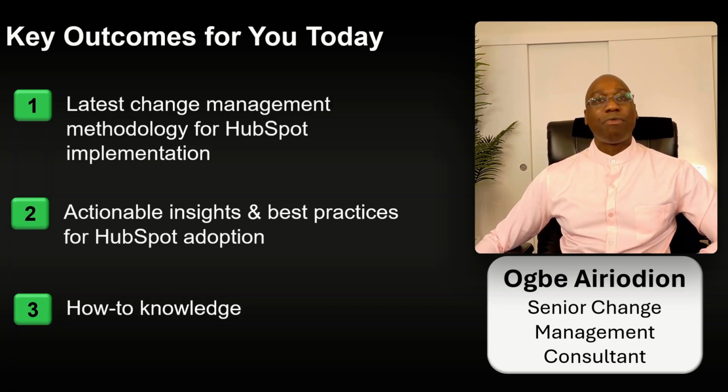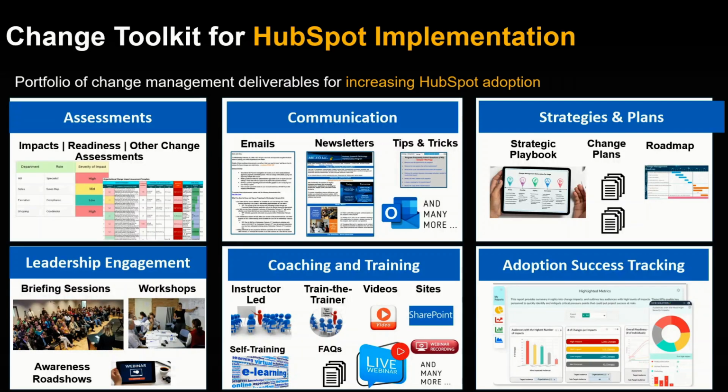Are you ready? All right. Let's hit the ground running. Here is the portfolio of best change management deliverables that you will want to consider delivering to help adoption for HubSpot implementation within an organization. I will go into details shortly, but for now, here's the high level. This toolkit involves conducting change assessments, delivering communications, putting together and implementing change strategies and plans for the HubSpot implementation, engaging with leaders, coaching and training champions and impacted users, and tracking change successes for the HubSpot implementation. That's the high level of everything we are going to be spending the next 20 to 30 minutes discussing.